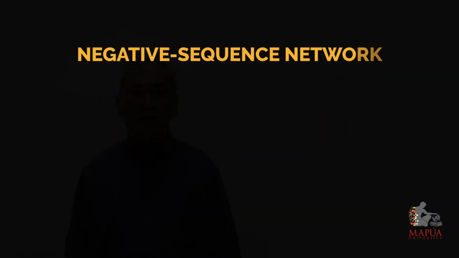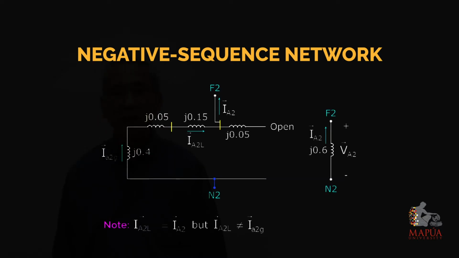For the negative sequence network, the connection or pattern is similar to the positive sequence network, but without the sources. We just indicate the negative sequence reactances of all components in the system and determine its Thevenin equivalent. Notice that the current flowing through the transmission line, I2L, in the negative sequence is equal to the current flowing through the faulted point, Ia2, but it is not equal to the current flowing through the generator. So it is not equal to I2G.